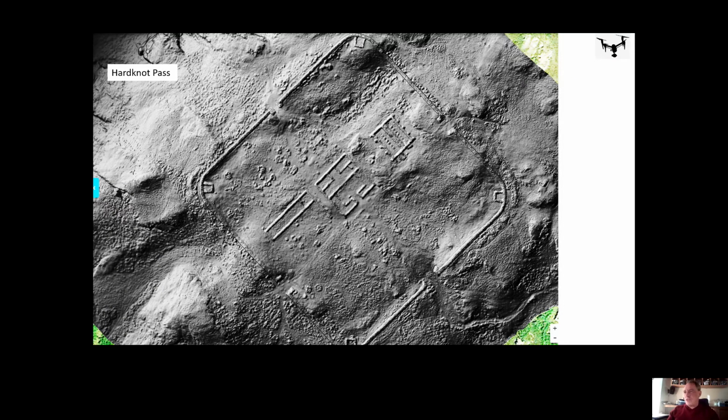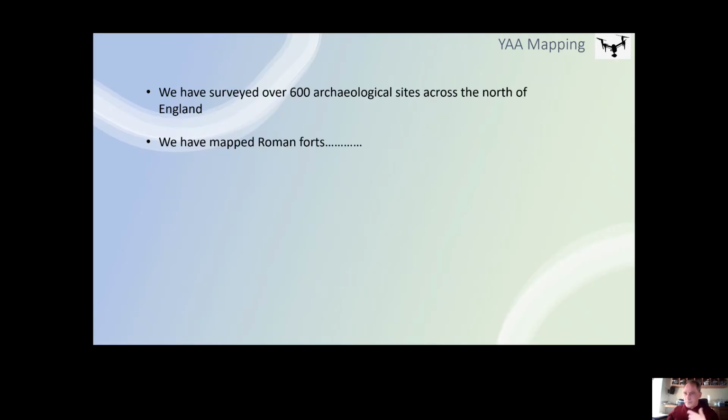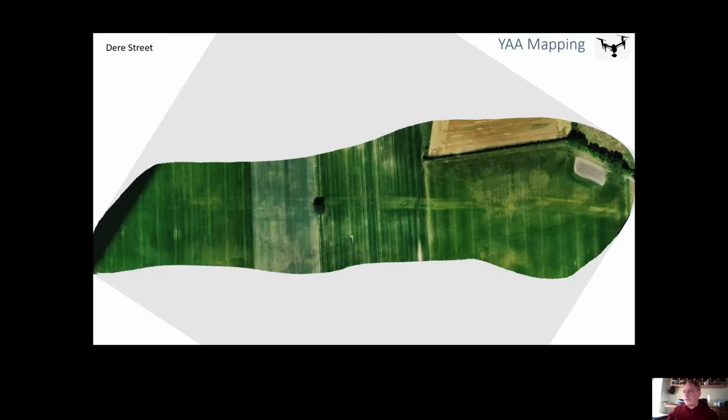absolutely stunning location, terrifying drive, and as you can see, the fort shows up beautifully well. We've looked at Roman roads, just using normal photography. So this is the Roman road, Dere Street near Aldborough, just south of Aldborough. You can see the road coming up from Green Hammerton here, at a bit of an angle to the road that then carries on to Aldborough here.